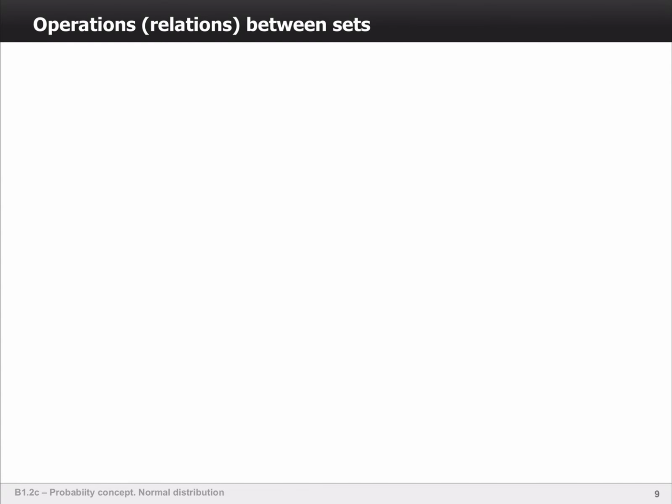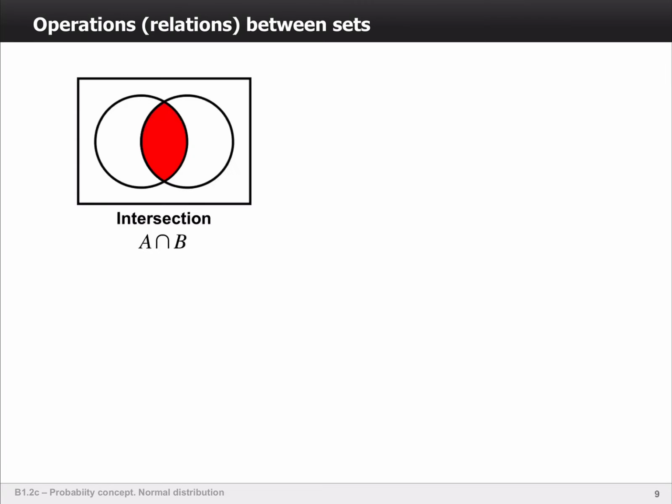Now let's talk about the two most important operations which you can do with two sets. The first operation is intersection. Intersection returns only those objects that belong to both sets. So it means that if two sets A and B do not have common objects, the intersection will be an empty set. Let me give you an example.